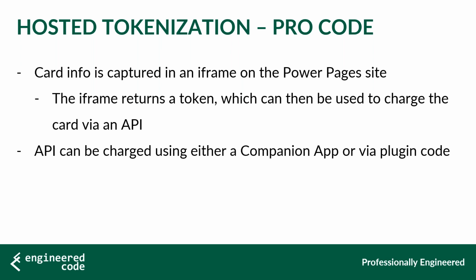So those are the three options we typically see. To summarize, you can have just a link on your site. You click that link, it takes you off to the payment provider's web page. You fill in the details over there, and that's where the transaction ends. You then use webhooks or something like that to reconcile the transaction back into Dataverse.